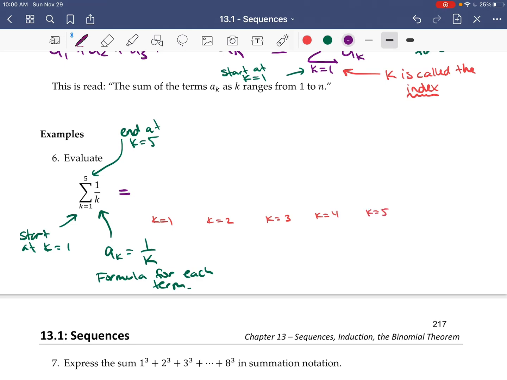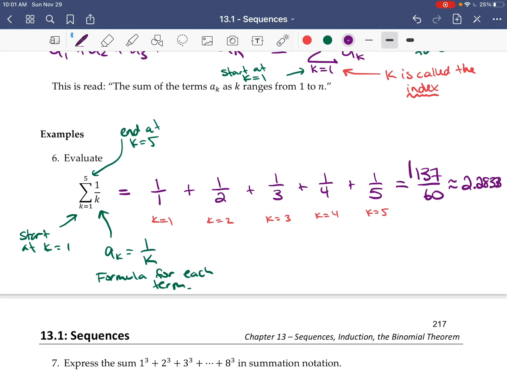When k is 1, I plug k equals 1 into the formula, and I get 1 over 1. When k equals 2, I have 1 over 2. K equals 3 is 1 over 3, k equals 4 is 1 over 4, and that is 1 over 5. If you add these together, you get 137 over 60, which is approximately 2.2833. So that's what the sum equals, and that's how you would compute it.